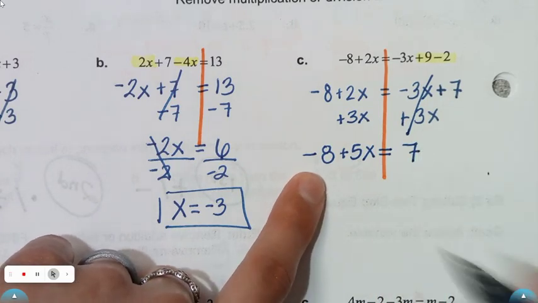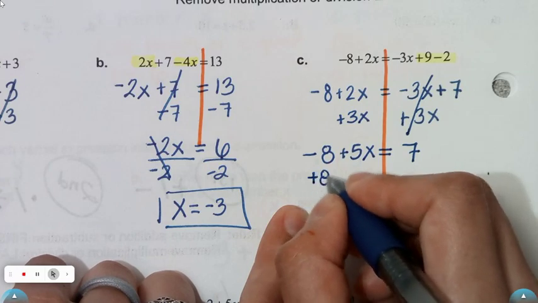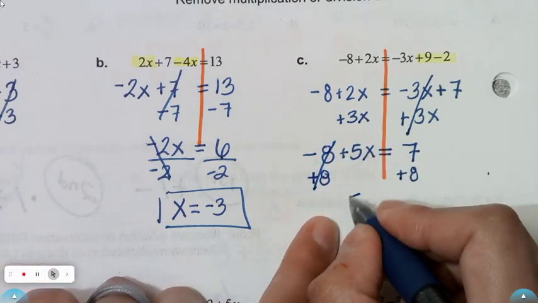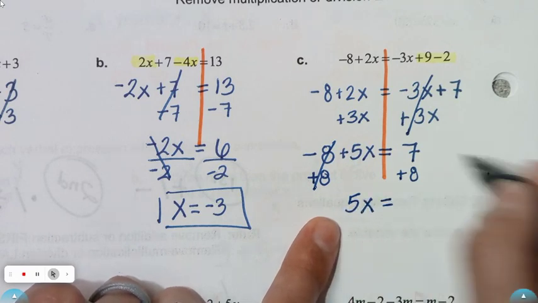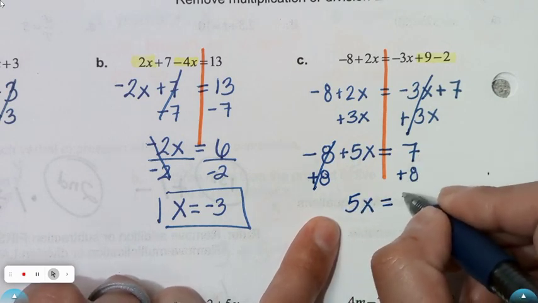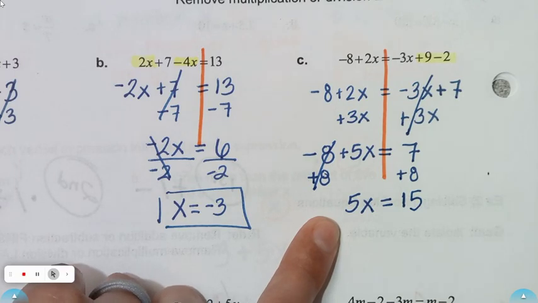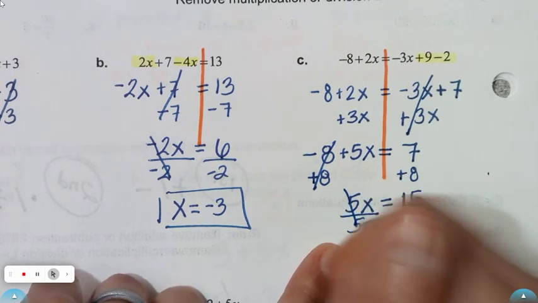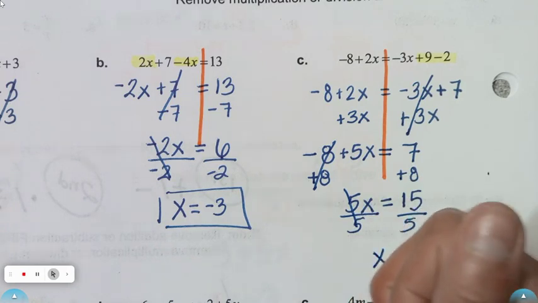Okay, the opposite of negative 8 is positive 8. I'm left with 5x equals 7 plus 8 is 15. My last step is to divide by 5. So then x equals 3.